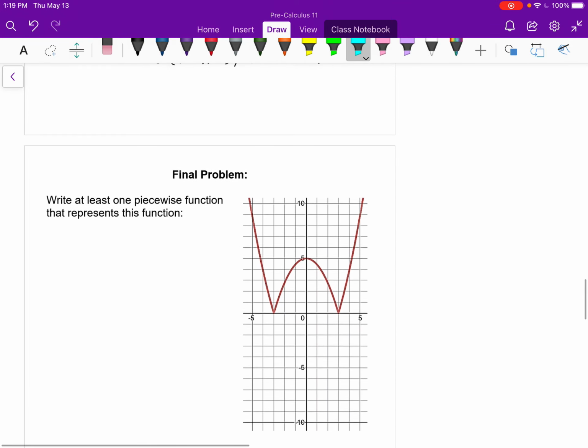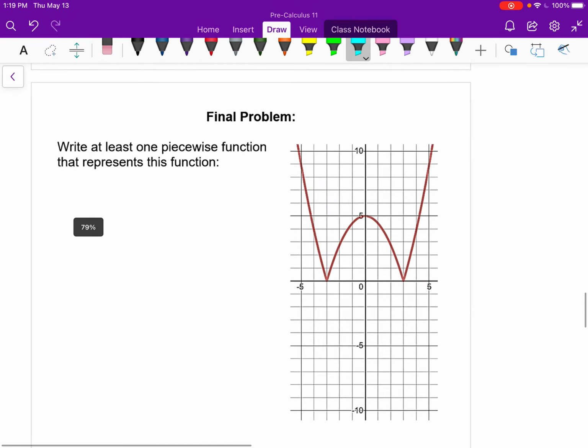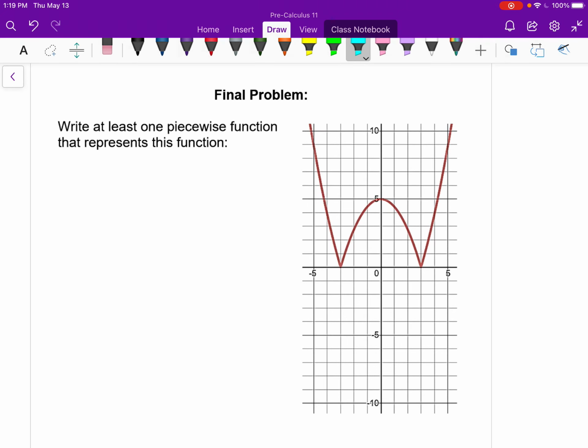Here's the final problem, which honestly I think is easier than the one we just did. Write at least one piecewise function that represents what you see. All right, so first, what do I see here? Well, there's more than one way of visualizing it, but for example, I can see that this looks like the absolute value of a quadratic function. Now, which quadratic function? Well, there are actually two basic ways of looking at it. One is to imagine a quadratic function that looked like this and then went up here. And that's what I'm going to stick with for most of my work. But afterwards, I'll mention another way I could have looked at it.